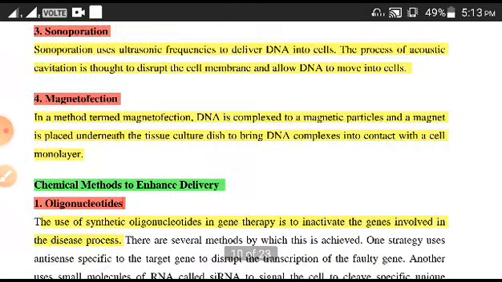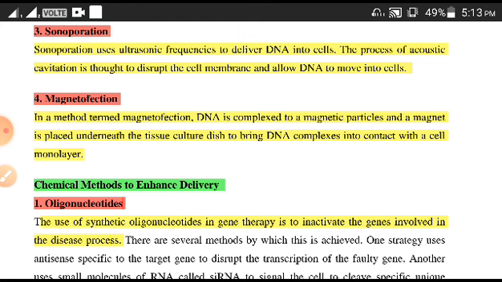Another method is called sonoporation. Sonoporation uses ultrasonic frequencies to deliver DNA into cells. So here they are using ultrasonic frequencies. The process of acoustic cavitation is thought to disrupt the cell membrane and allow DNA to move into cells. So by the different method of transport, or different force applied by the ultrasonic methods, it takes the DNA into the cell.